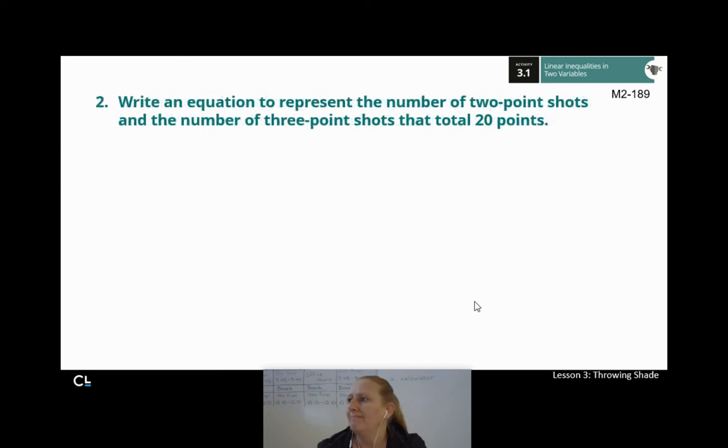Let's keep the party going. Let's write an equation to represent that. Can we write an equation to represent the number of 2-point shots and the number of 3-point shots that would total 20? Just go ahead and hit pause, write down an equation for this, and then hit play when you're ready to check your work.